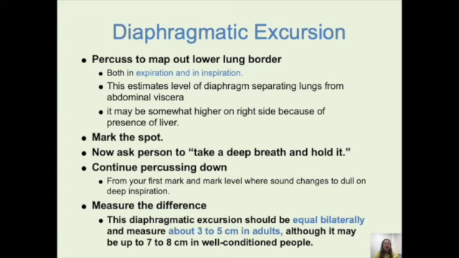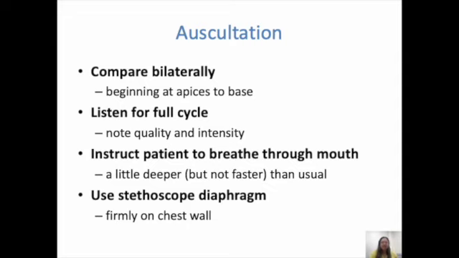Okay, now we've inspected, we've palpated, and we've percussed. We're moving on to auscultation now. So you want to make sure that you are using the diaphragm of your stethoscope, and you're going to compare always bilaterally, whether you're checking anteriorly or posteriorly. You are going to begin always at the apices and move down to the bases, and you're using that Jacob's ladder formation, front and back.